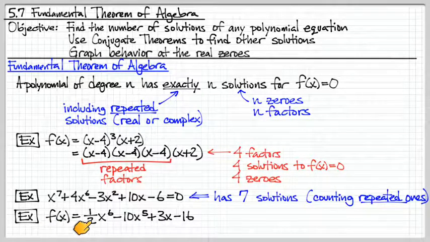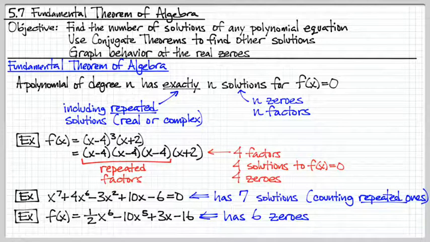Again, let's look at this one. Let's scan across. We have x to the 6th being our highest exponent. So there are 6 different solutions, 6 different zeros. This is just a different word. They mean exactly the same thing. 6 different solutions for this function.